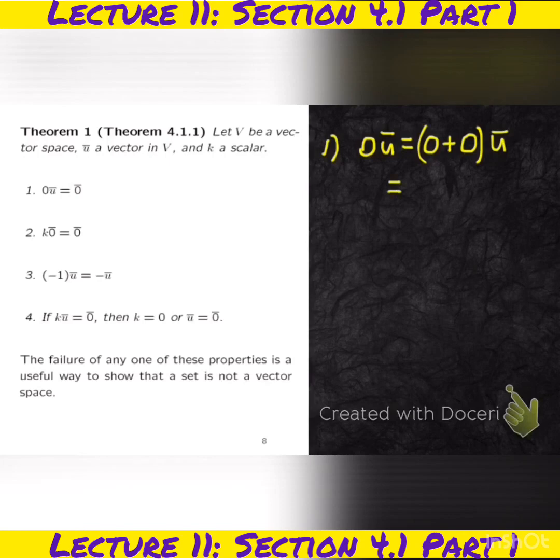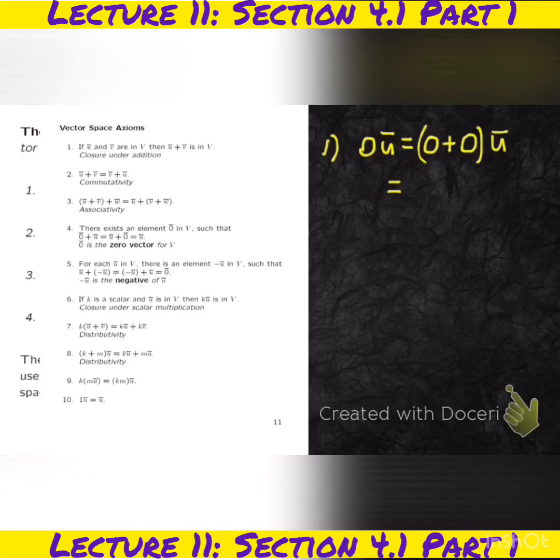Now, if you go back to your axiom list, now look at this distributive law.